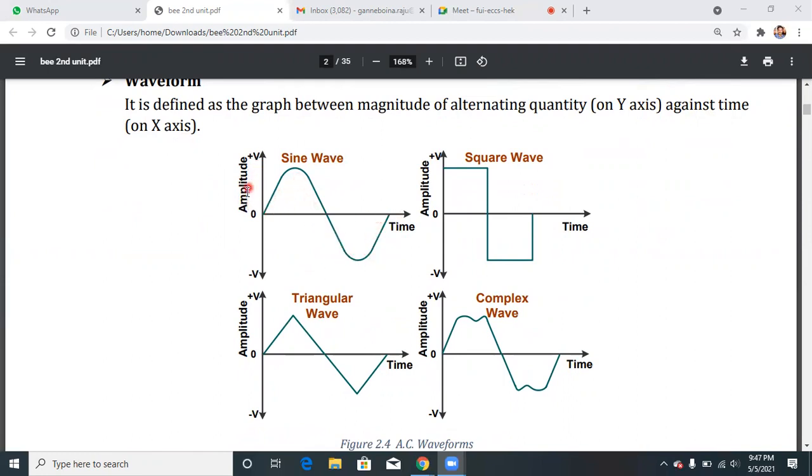This is called the amplitude. The voltage changes here: 0, 90, 180, 270, 360. Like this, the sine waveform changes. Then the square waveform, like this, triangular and complex waves. So these are the different types of waveforms.